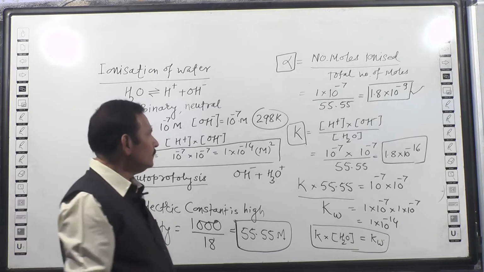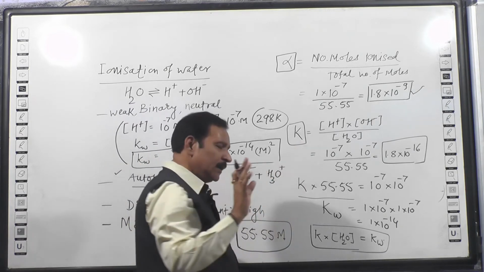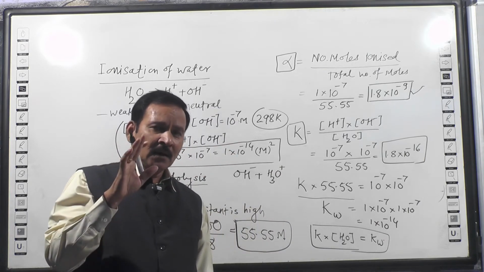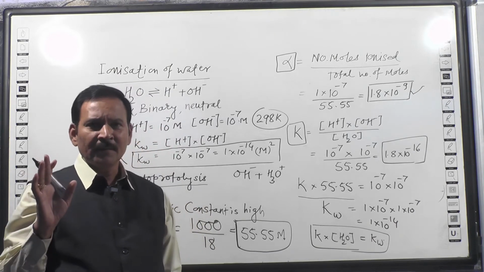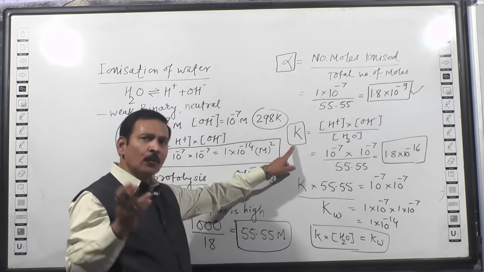Okay. Now, what is the ionization constant of water? Mind it well, there is a difference between ionic product of water and ionization constant of water. Both are not one and the same. Many times a misconception is there in the mind of students. So the point will be more clear here.